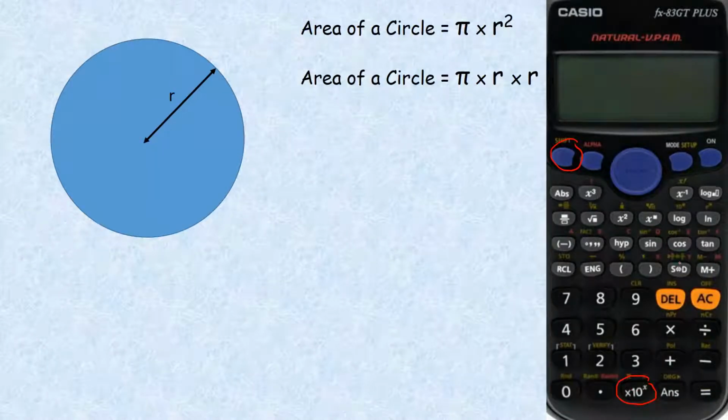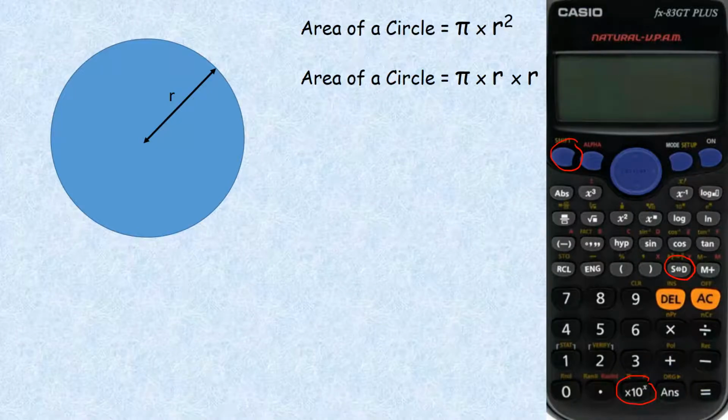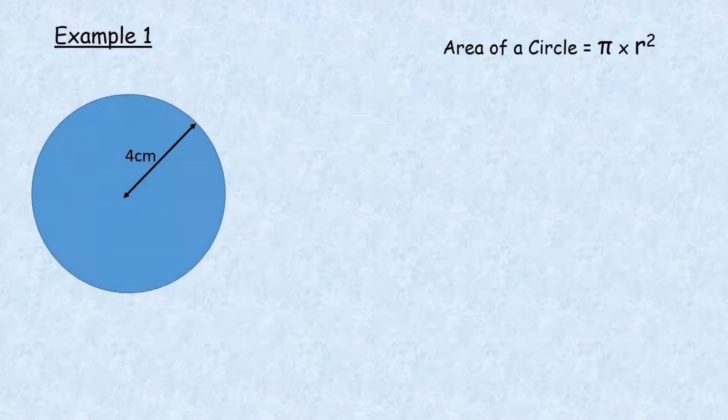We may get an answer with pi in it still, and then we just press this button, our SD button, to give us an answer in normal numbers. So let's have a look at a couple of examples. So here's our first example.